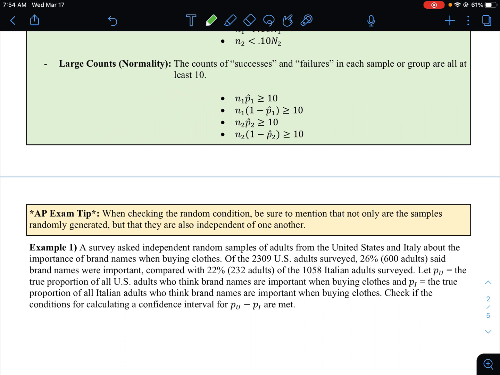Okay? The AP exam tip just mentions what I mentioned with the random condition. When we have two populations, we want to say that not only are they random, but they're also independent of one another. Okay? So let's take a look at our first example here.